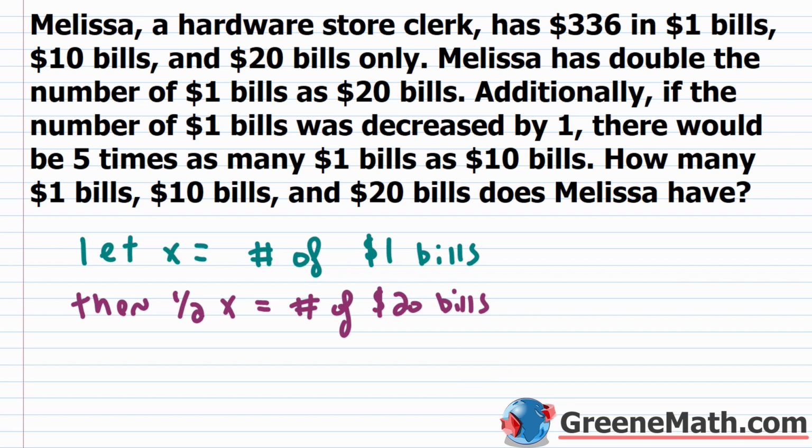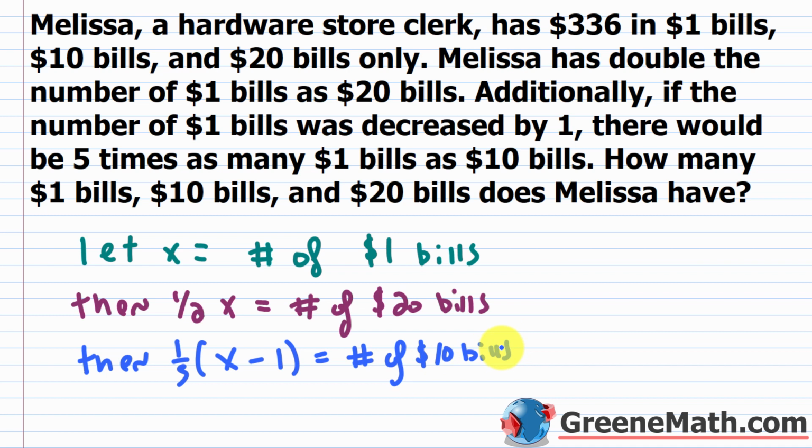So what are we going to do for that? Let me change colors here. Coming through, we see additionally, if the number of $1 bills was decreased by 1, that would mean x minus 1, because the number of $1 bills is x. Then it says there would be 5 times as many $1 bills as $10 bills. So this right here is 5 times as much as the number of $10 bills. So to get the number of $10 bills, I'd want 1/5 of this amount. So let's slide this down and I'll put 1/5 times this, and this will be equal to the number of, in this case, $10 bills.